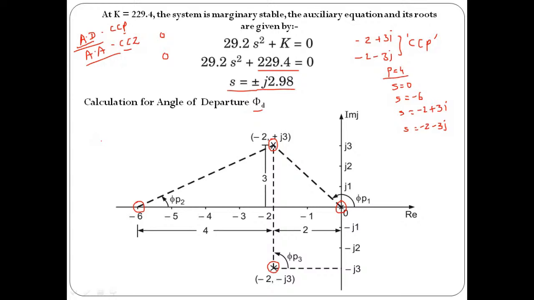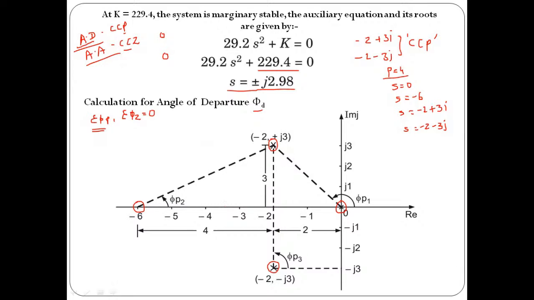So based on that, first of all we need to calculate summation of ip followed by summation of iz, because in this particular case we don't have the concept of zero, so summation of iz is going to be almost zero, but we need to calculate the value of what, summation of ip.